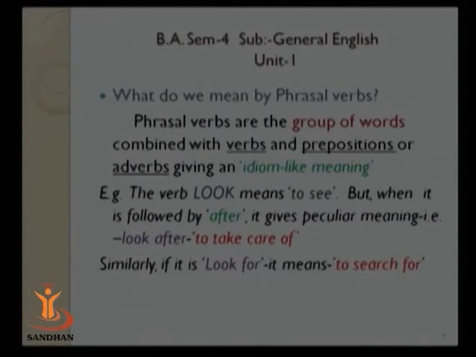Let's come to the definition of phrasal verbs. What do we mean by phrasal verbs? Phrasal verbs are groups of words combining verbs with prepositions or adverbs, giving an idiom-like meaning that is different from the literal meanings of those words. I have given an example also. See the example? The verb look means to see, but when it is followed by after, it gives a peculiar meaning. Look after means to take care of. Similarly, if we put for after look, we create a phrasal verb look for, which means to search for.